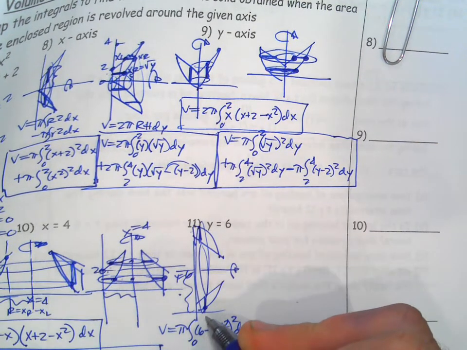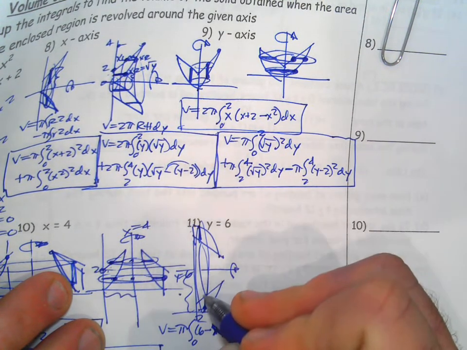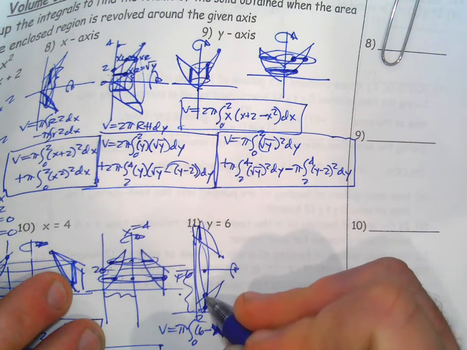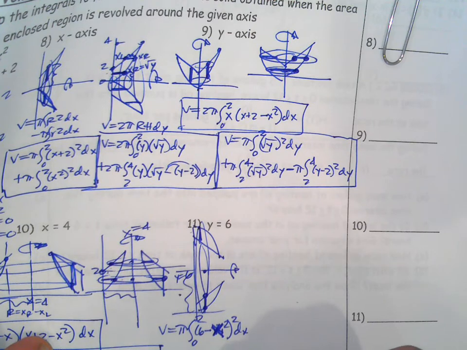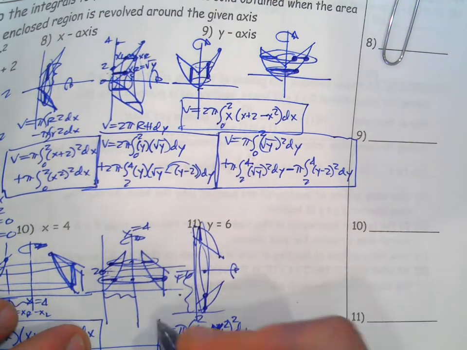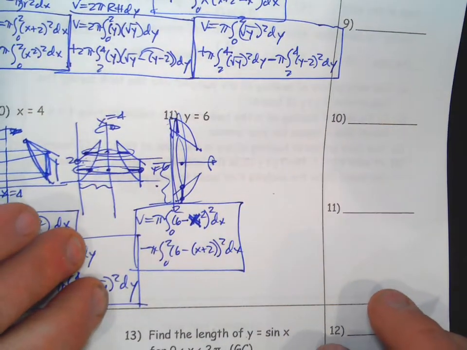0 to 2, and then minus the hole, 0 to 2, 6 minus this, 6 minus this. It's going to be x plus 2. Now you've got to subtract the whole thing, so make sure you put parentheses. So that's your vertical slices with disk washers.